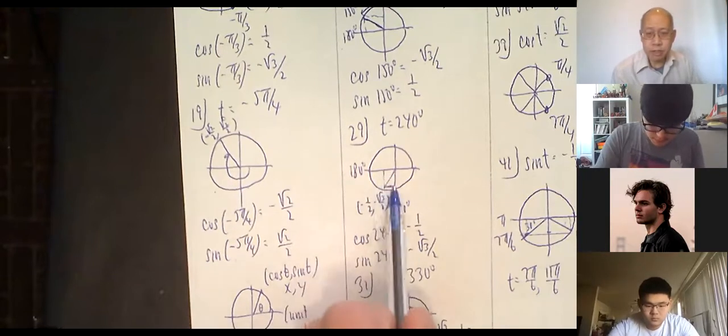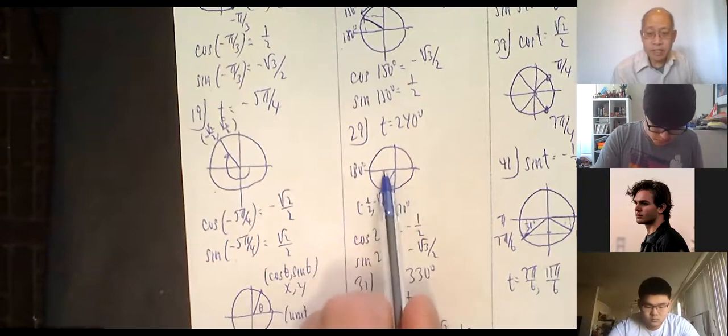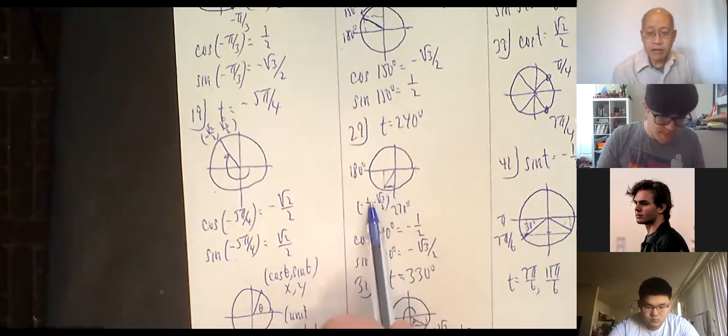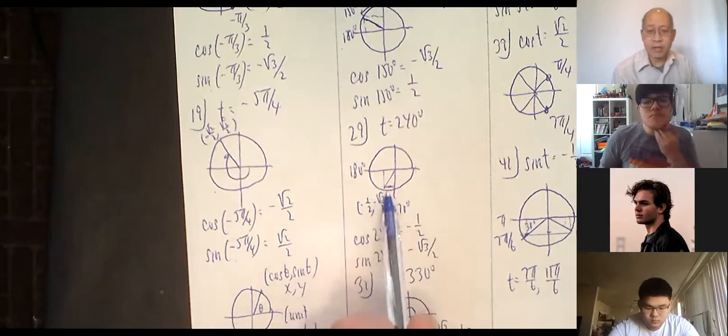Okay, take a look at this picture right here. So x looks like it's negative 1/2. Y is negative more than 1/2, negative 0.866.